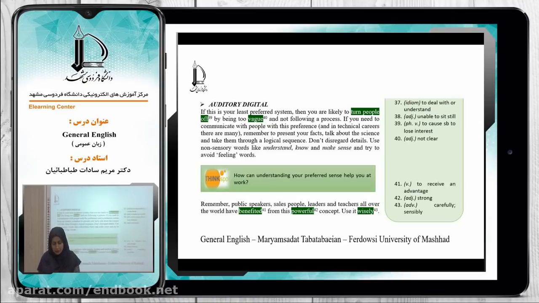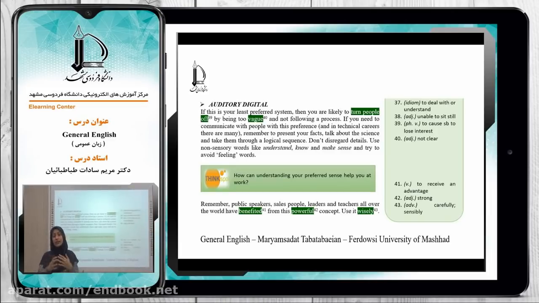Look at the green box. It asks the same question. How can understanding your preferred sense help you at work? If you know what you like most, how can it help you? Can you be more successful when communicating with your colleagues, co-workers, your boss, and the like? Definitely yes. Also, paying attention to their preferred system helps you be better communicators. Then you can communicate more successfully with different people.